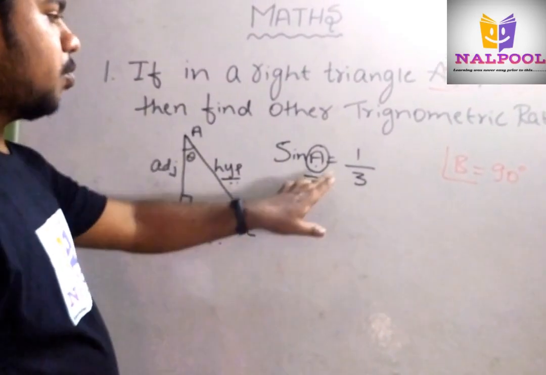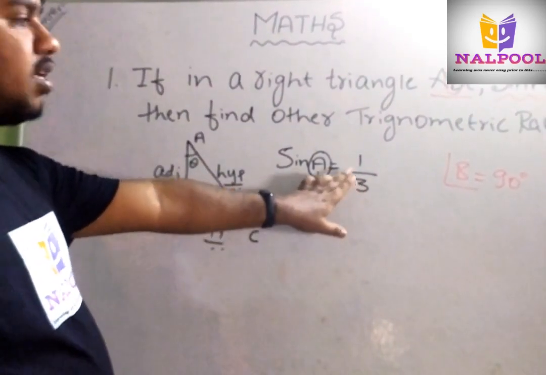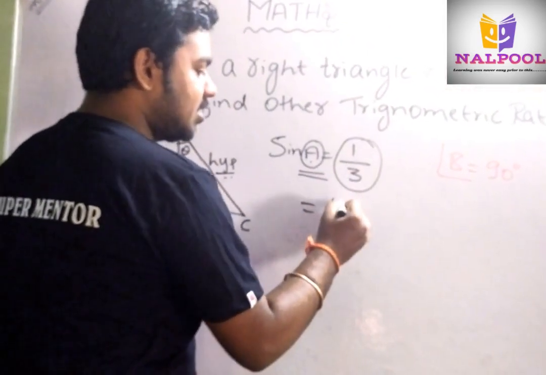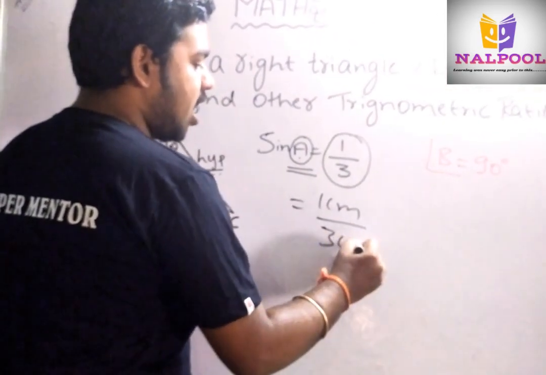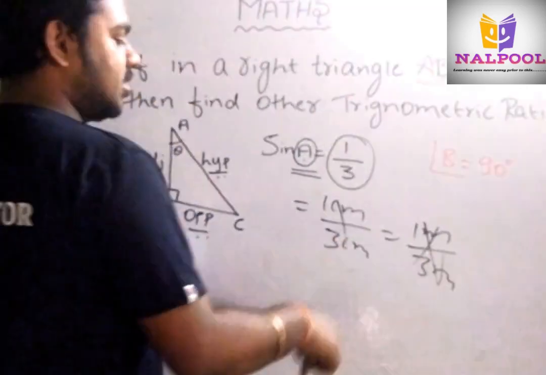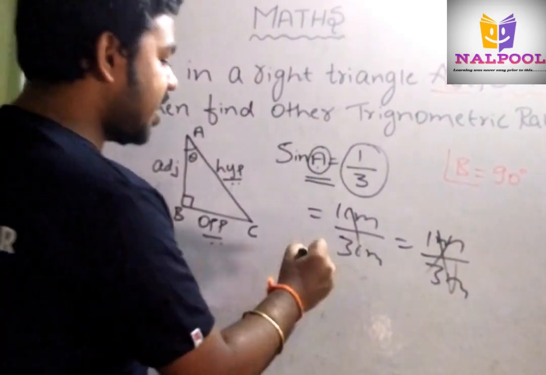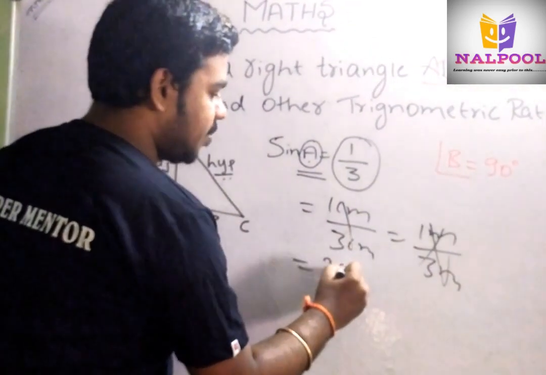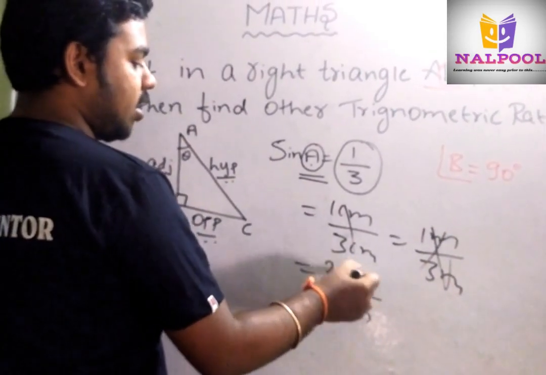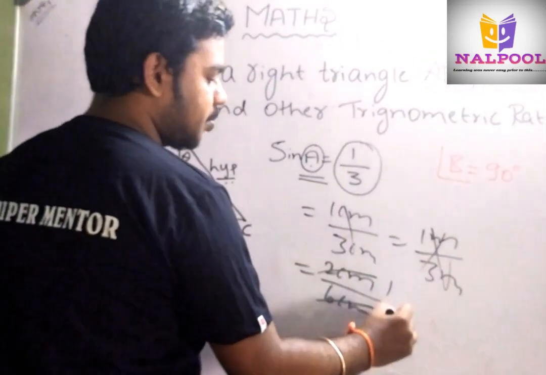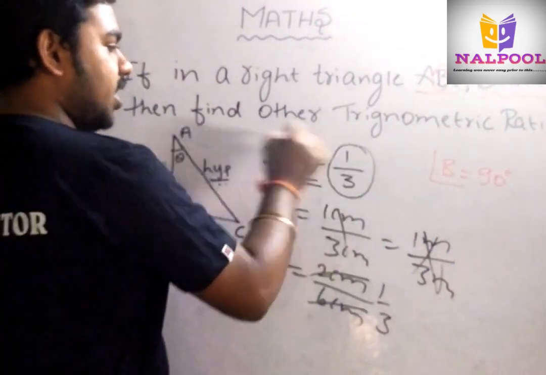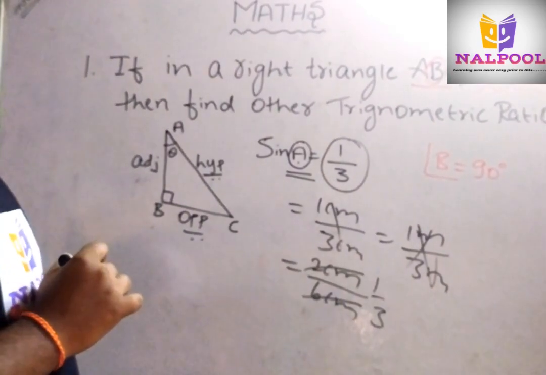Okay. Here 1 by 3 doesn't mean the actual value given. It is simply the ratio. It doesn't mean 1 centimeter by 3 centimeter or 1 meter by 3 meter. No, it doesn't mean this. It means ratio. It may be 1 by 3 or maybe 2 by 6. 2 by 6 is the ratio of which one? 1 by 3, no? Therefore it is the ratio. It is not the value. Therefore we have to consider one normal ratio.